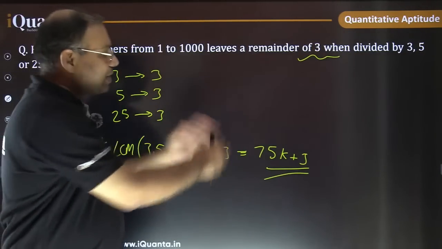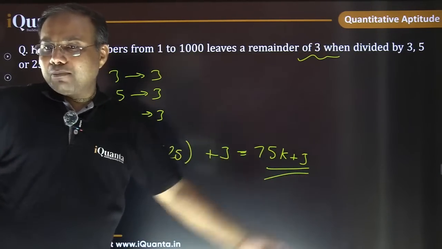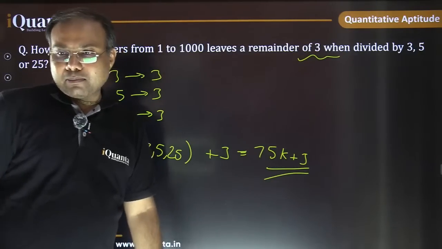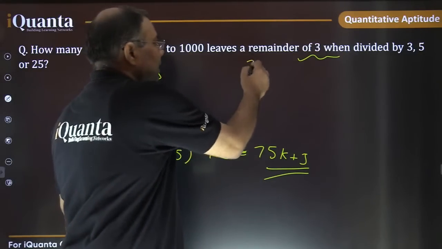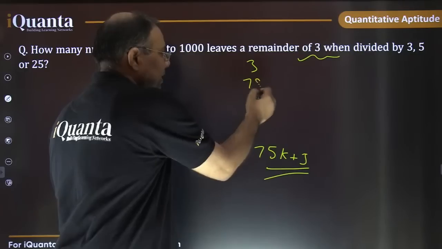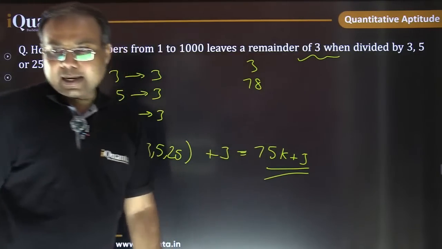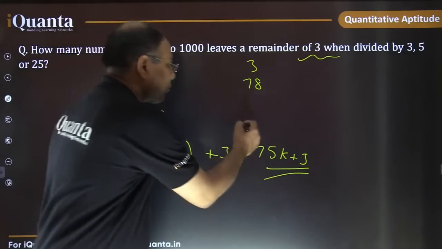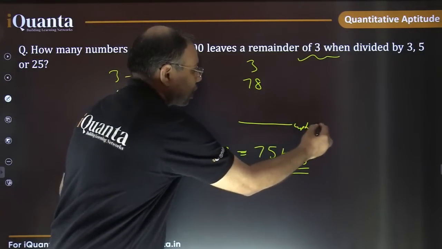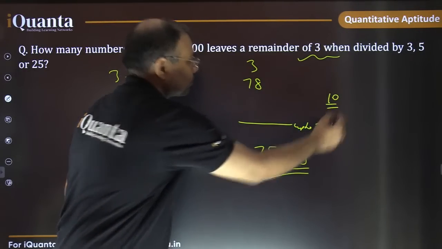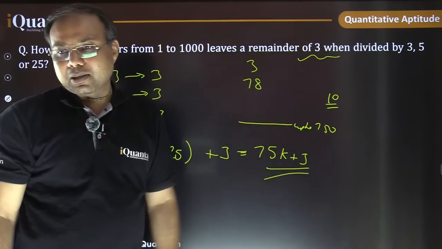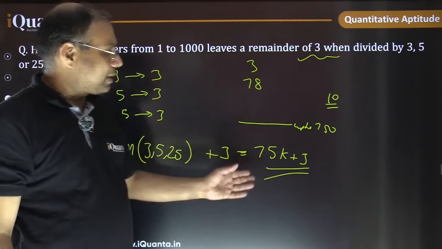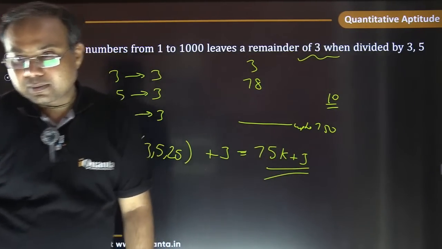See, in every 75 numbers there would be exactly one number. So the first number is 3, then the next is 3 plus 75, that is 78, then plus 75 and so on. So in every 75 there is one number. Up to 750, there would be 10 numbers. Right. So you just need to calculate the number of numbers of this format.